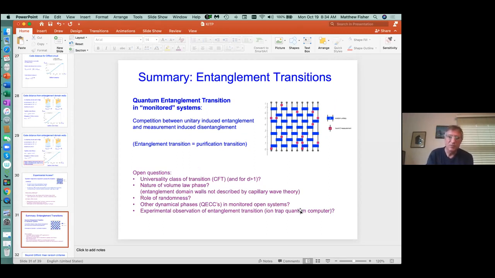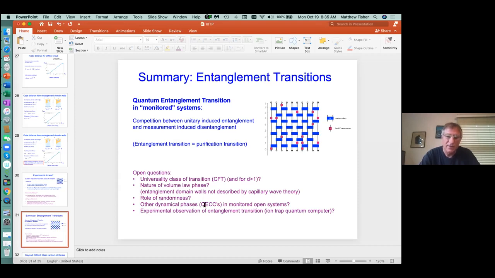There's an enormous number of open questions here, ranging from what's the universality class of the transition in one dimension or in higher dimensions. There's a lot of questions about the nature of the volume law phase, which I certainly feel I don't understand. The entanglement domain walls, which is a very nice simple picture, are not described by capillary wave theory. There's the role of the randomness. The randomness plays an important role in analytic derivations of spin models, but doesn't seem to be important, at least in the Clifford circuit phase transitions.